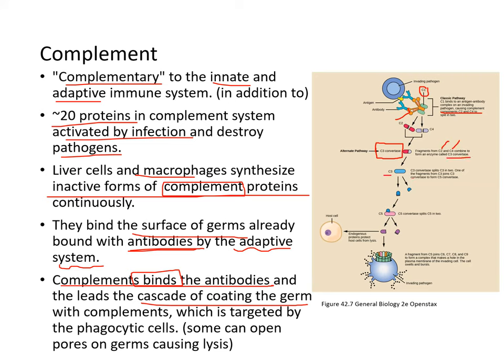And then C3 convertase splits into two again, and this repeats, and eventually complement 5, 6, 7, 8, and 9 will form a complex that will make a hole in the plasma membrane of the invading cell. That pore can cause the germ to lyse, but it can also allow phagocytic cells to come along and engulf it.